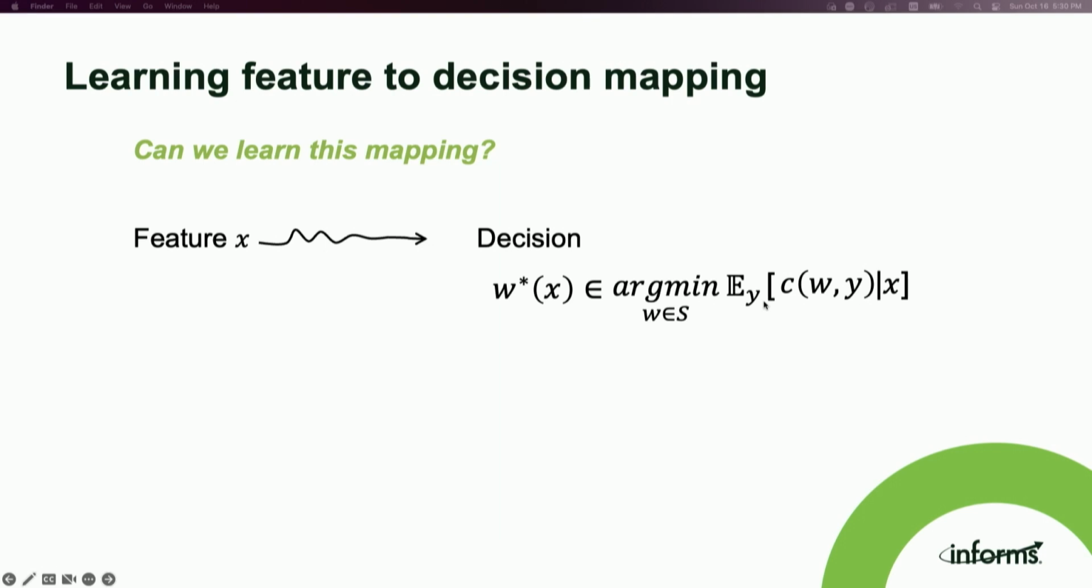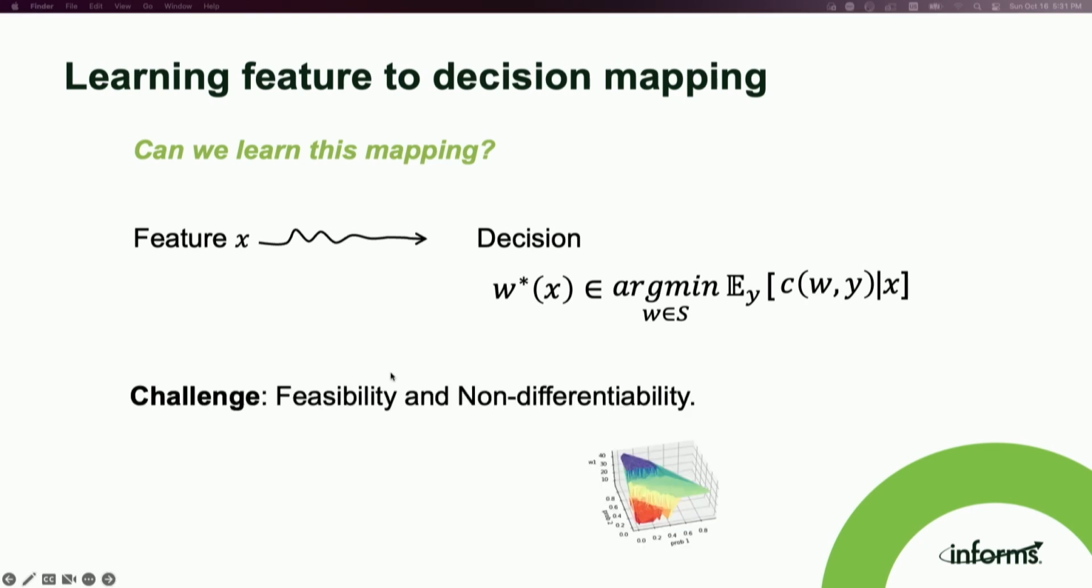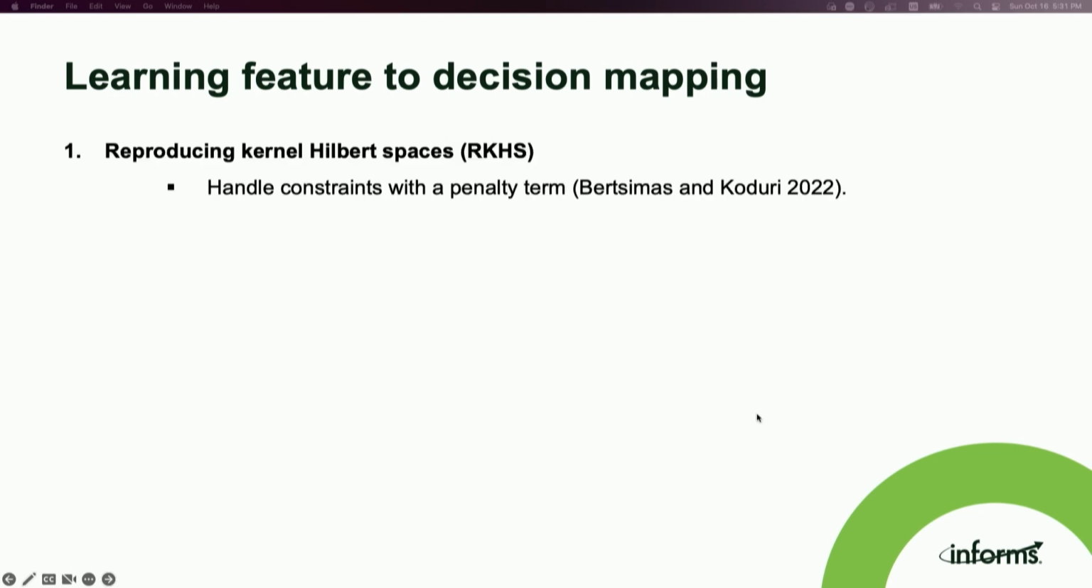Okay, so another natural idea of integrating prediction and optimization is to directly learn the feature to decision mapping. And there are multiple attempts to explore in this direction. Notice that the challenge of feasibility and the non-differentiability still remains, so it is still difficult to construct reliable solutions.